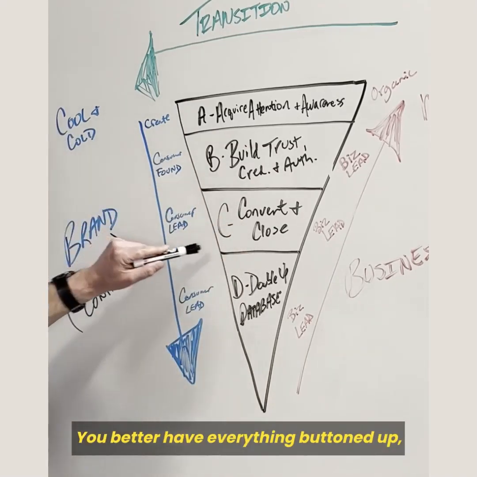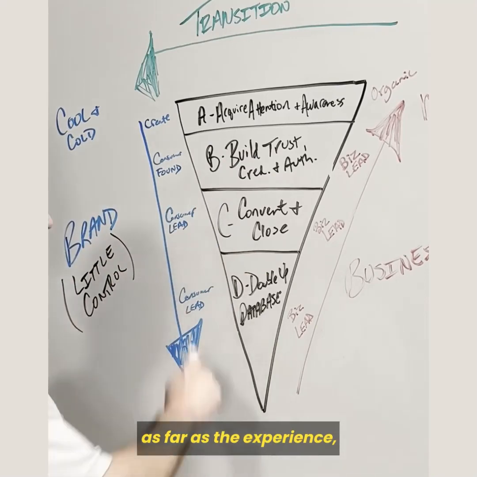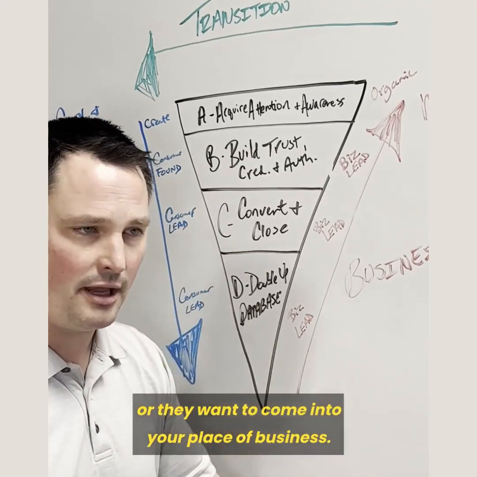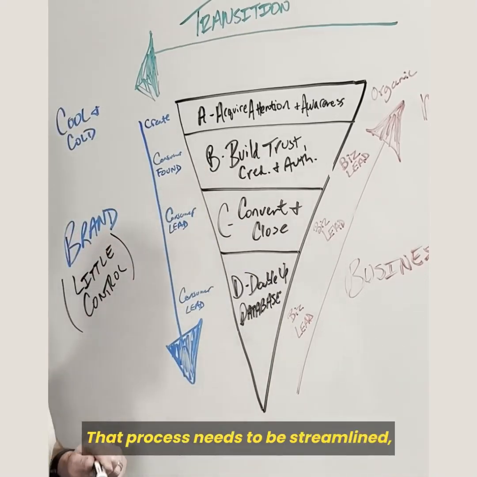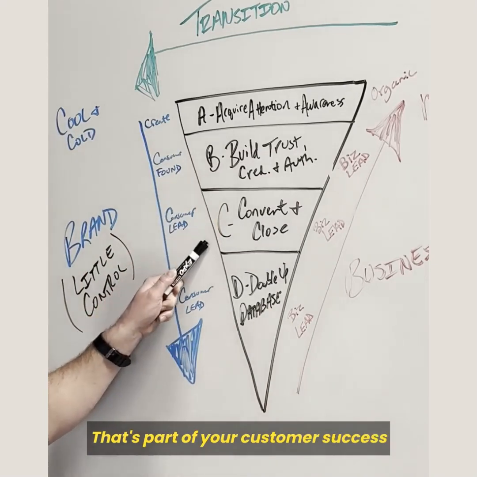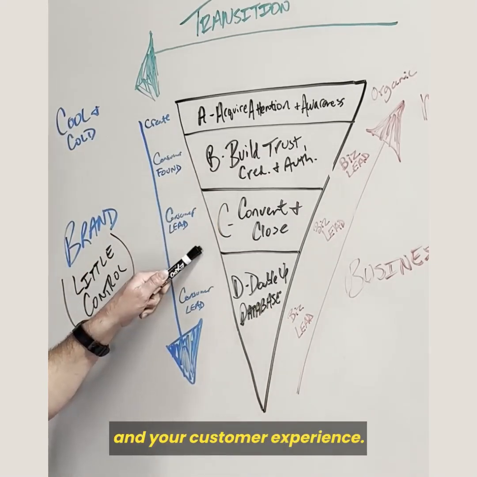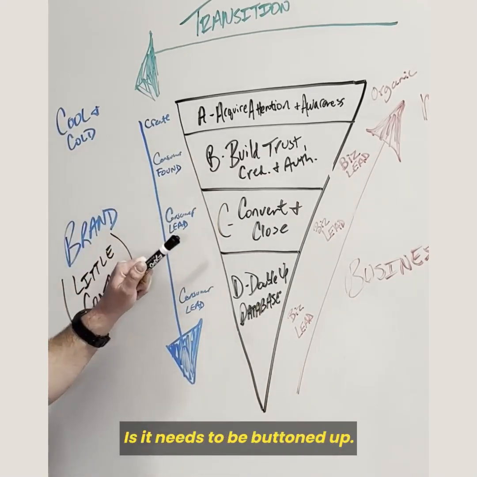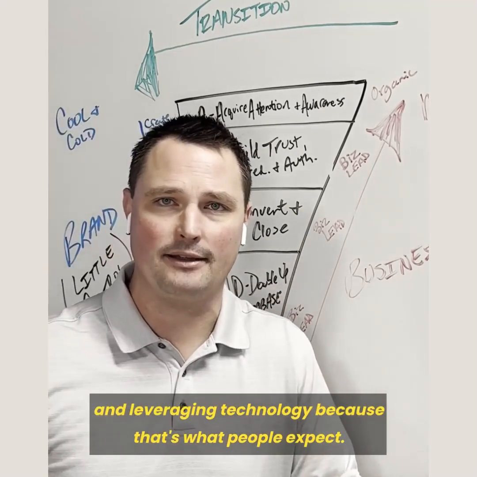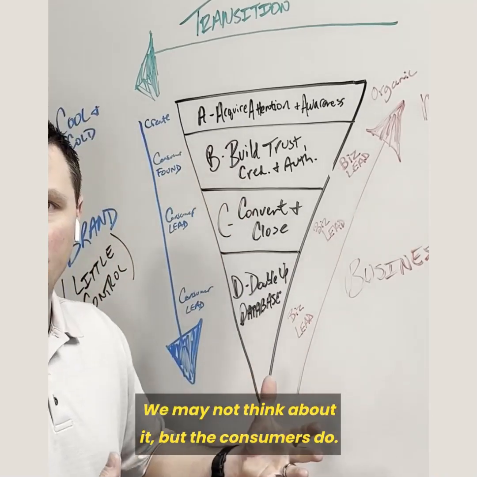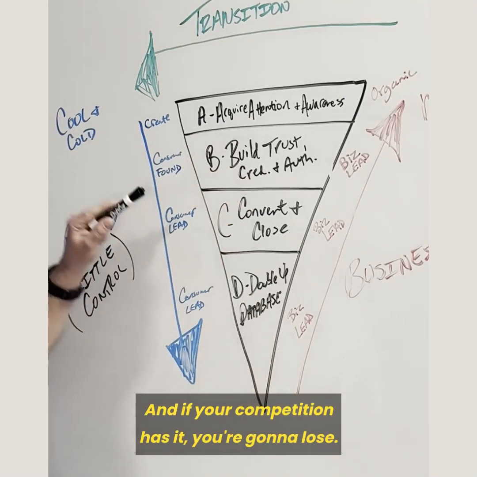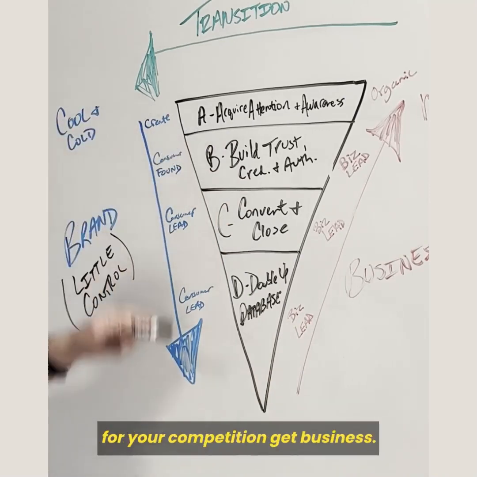You better have everything buttoned up as far as the experience from the time they schedule an appointment or they schedule a demo or they want to come into your place of business. That process needs to be streamlined because people expect it to be that way. That's part of your customer success and your customer experience, is it needs to be buttoned up. And you do that through automations and tools and leveraging technology because that's what people expect. We may not think about it, but the consumers do. And if your competition has it, you're going to lose. And once again, you just spent money for your competition to get business.